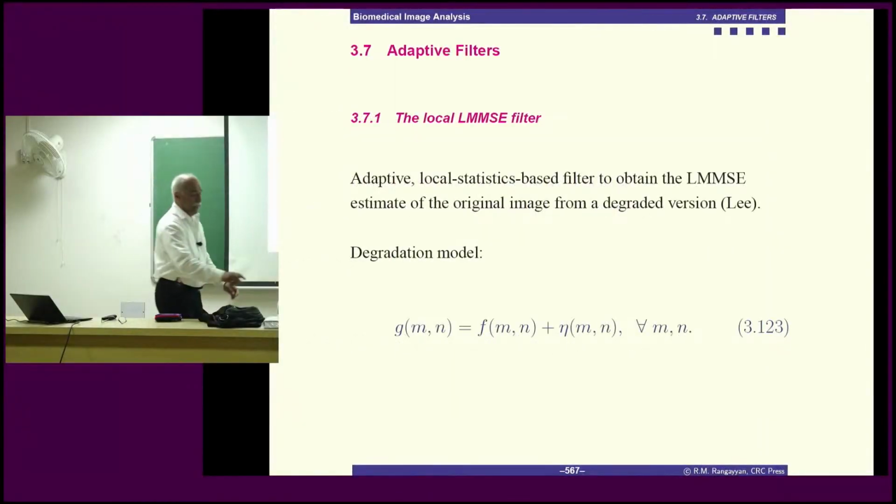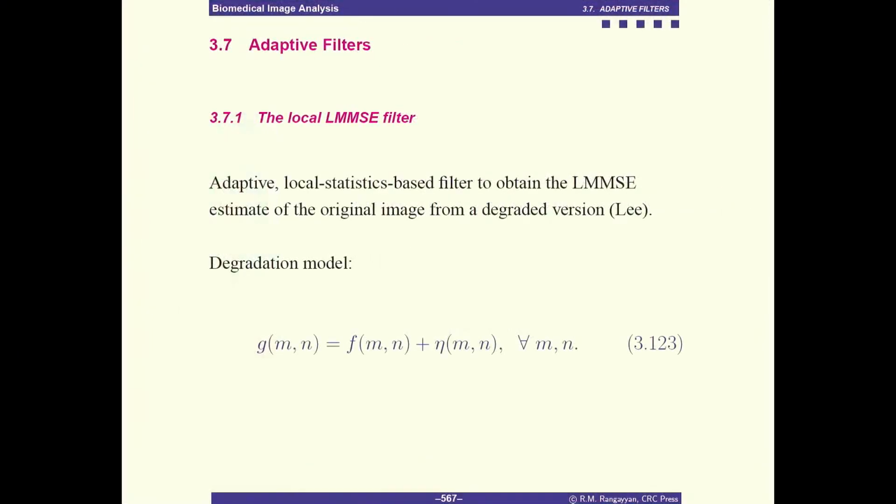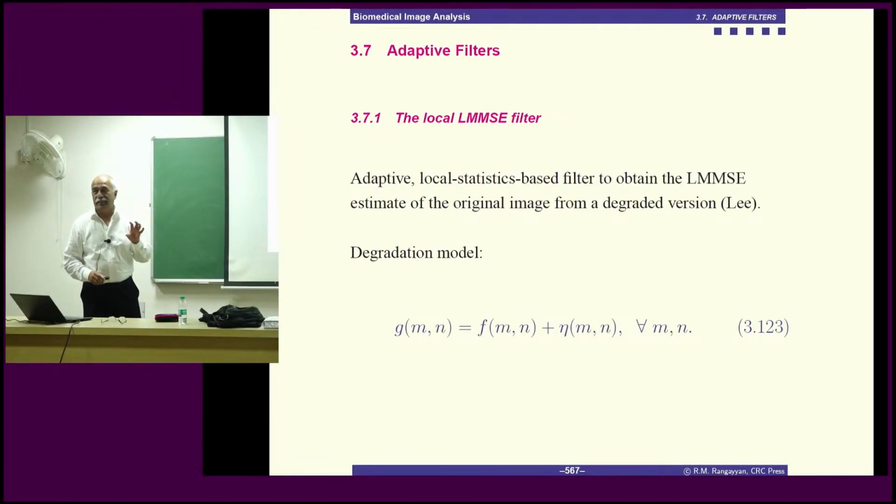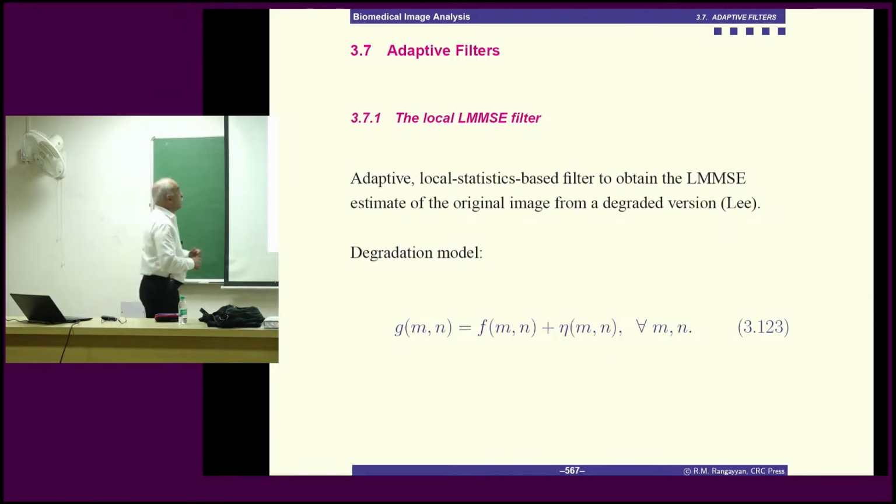Okay, adaptive filters now. We will see a number of them. I'll go through one formulation and leave the rest. There is a local LMMSE filter, like a local Wiener filter. How do you make the Wiener filter adaptive? On a pixel by pixel basis. But then you have to remain in the image domain. You can't go to the Fourier domain when it is not spatially invariant. If it is spatially variant, you cannot go to the frequency domain.